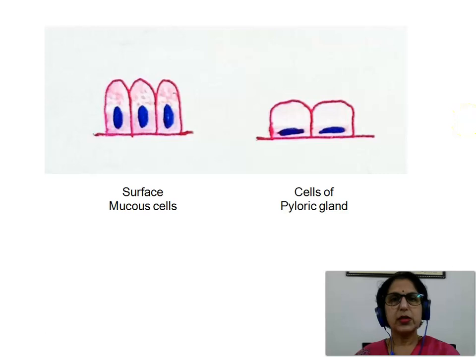So we see the two types of cells that are seen here. The cells seen in the lining epithelium, called the surface mucous cells, are tall columnar cells with an oval basal nucleus, whereas the cells which are seen in the pyloric glands are cuboidal cells having a flattened nucleus towards the basal lamina.